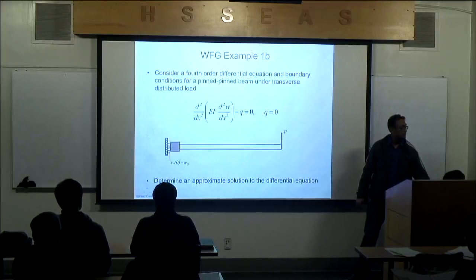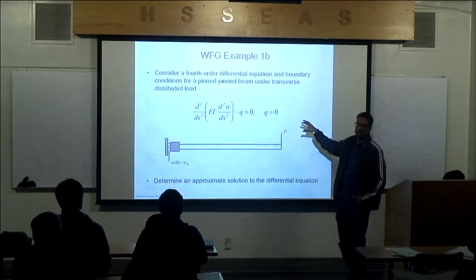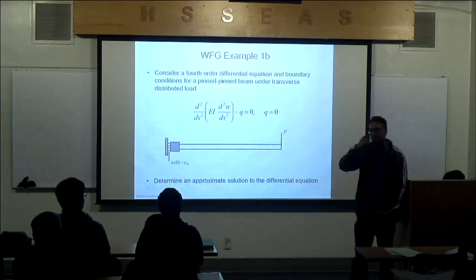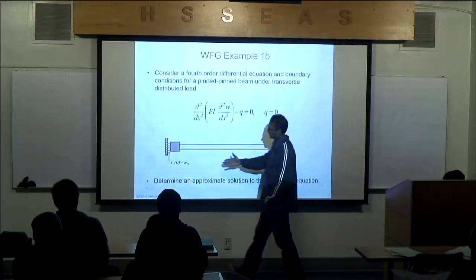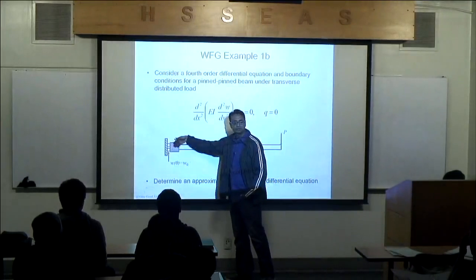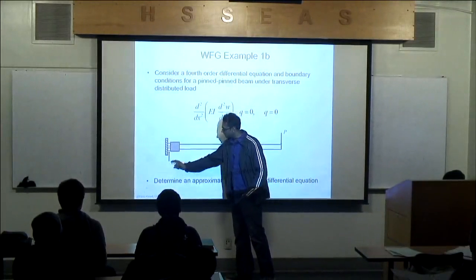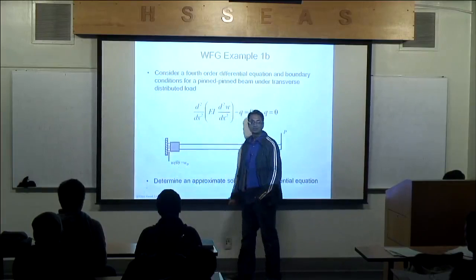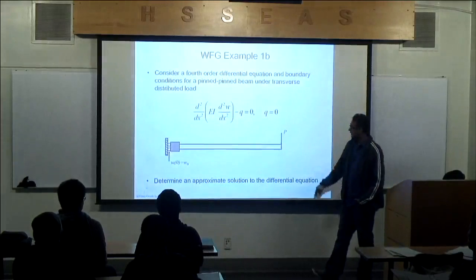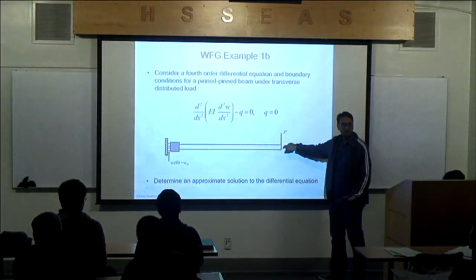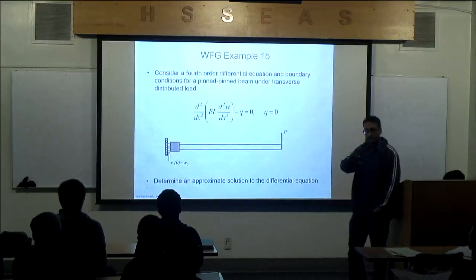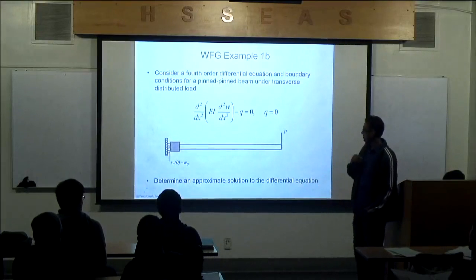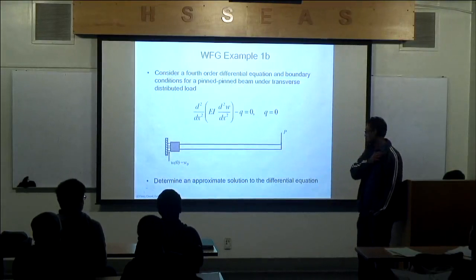The next example is example 1b, because it's kind of the same type of problem, but what I've done is modify it a little bit for you. In this example, I have made it so that the rotation of this beam is 0, so it cannot rotate. But I apply a deflection of W0, just a little bit of deflection, just for fun. And then here I apply a load P at this end. That's to show you how to use this technique a little bit in a different way. And so the question here is: determine an approximate solution to the differential equation.